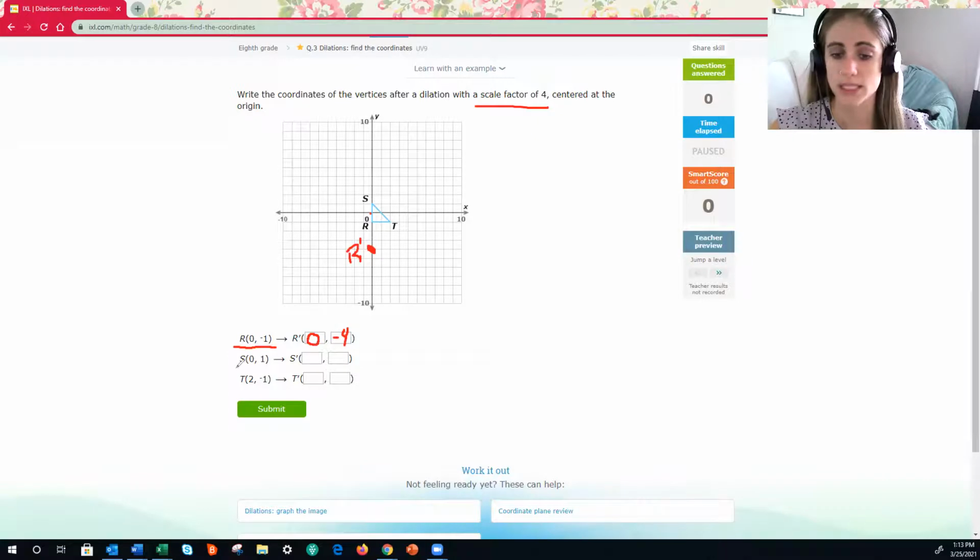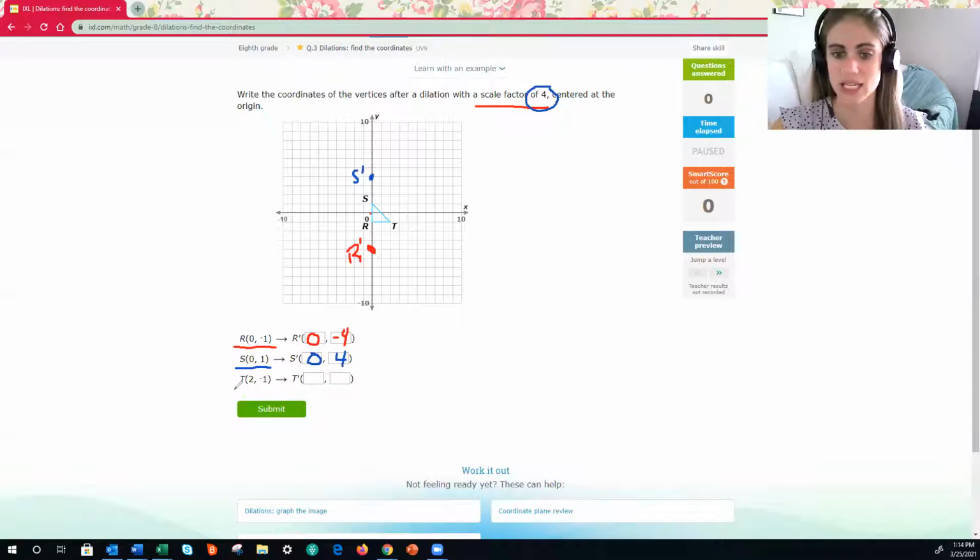All right, now let's dilate point S, which is currently located at (0, 1). Same process, it's being dilated by the same scale factor. So we're going to multiply both the x value and the y value by 4. 0 times 4 is 0. 1 times 4 is 4. S prime is now located at (0, 4). Here's our new location for S prime.